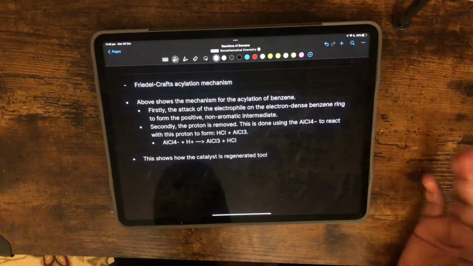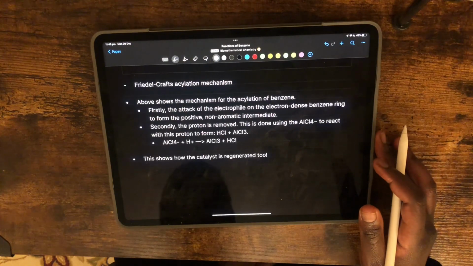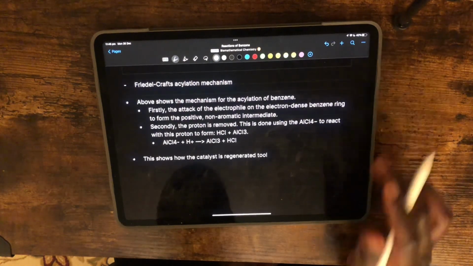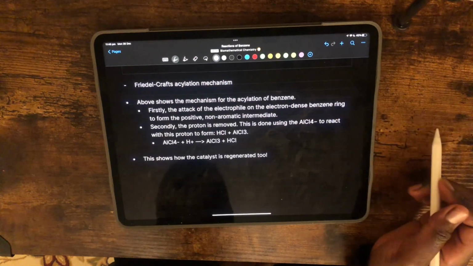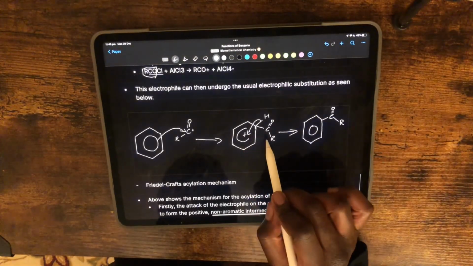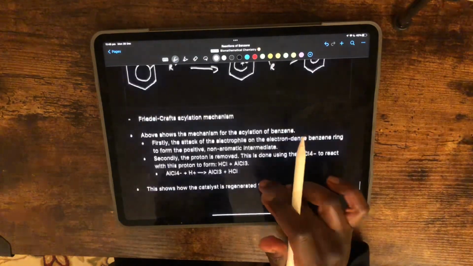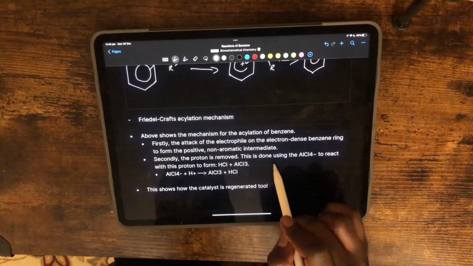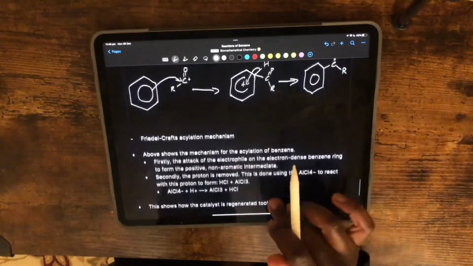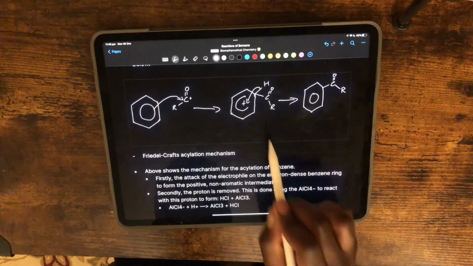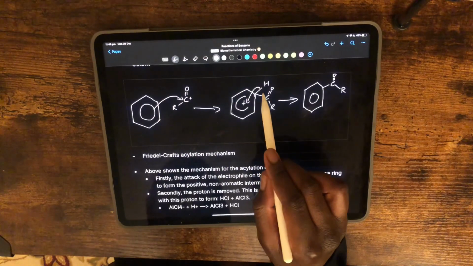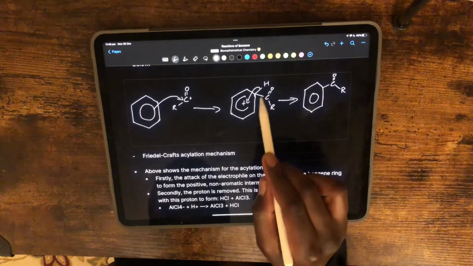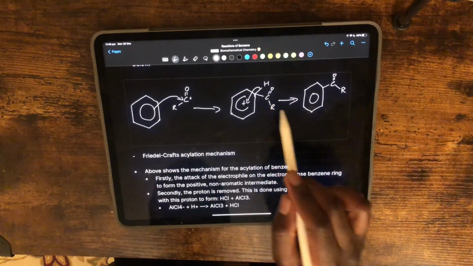So above now shows the mechanism for the acylation of benzene. First, attack of the electrophile on the electron-dense benzene ring to form the positive non-aromatic intermediate. So this is a non-aromatic intermediate, and the second proton is then removed, and that's done. To reform aromaticity, we need to break this bond here. I kind of stumbled when I tried to explain this earlier on my explanation.